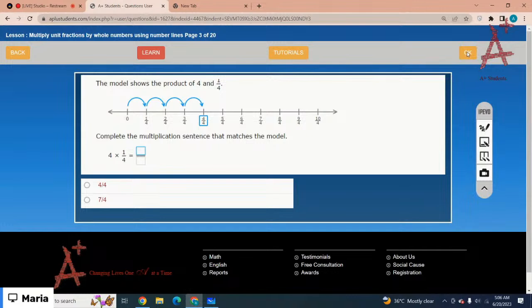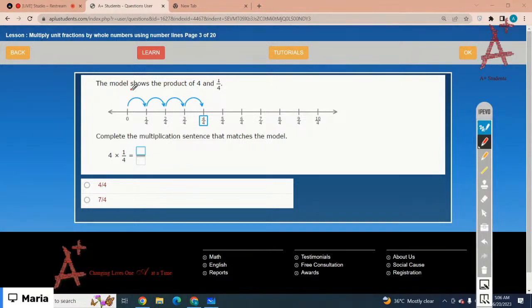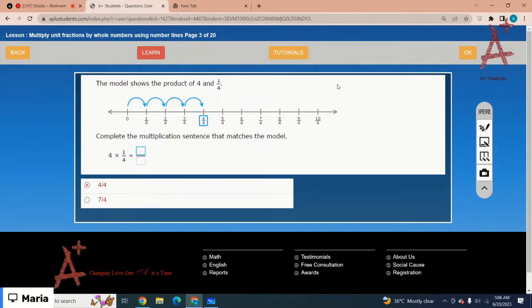Okay, the next one is the model shows the product of 4 and 1 over 4. Complete the multiplication sentence that matches the model. So we have to see how many times we move forward. 1, 2, 3, 4. We move forward 4 times, and by moving 4 times forward, we are now at 4 over 4. Got it? So the correct option is 4 over 4. That is very easy. You just have to understand the concept. Now you are on 4 by 4.